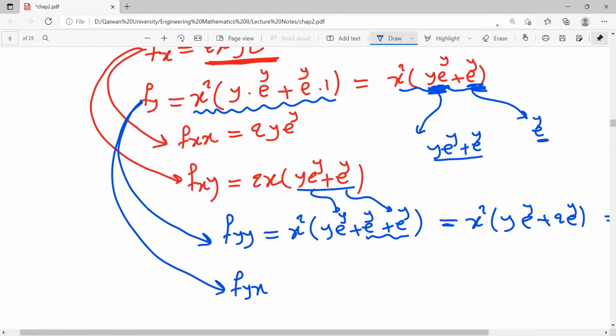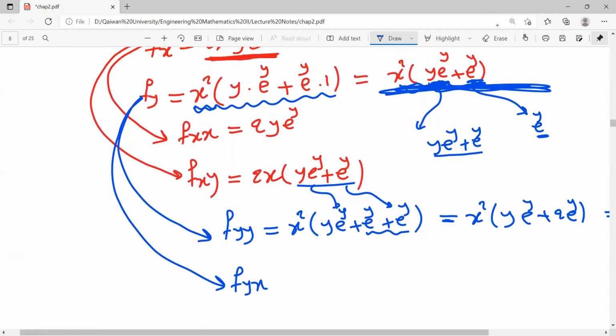How about f sub yx? This is f sub y. This one. This is f sub y. How about f sub yx? We just take the derivative of that function with respect to x. Here, the bracket is constant. We just write down the same. I will take the derivative of x squared. Derivative of x squared is 2x. So the result is 2x times (y e^y plus e^y). This is the bracket. We write down the same. We just took the derivative of x squared.